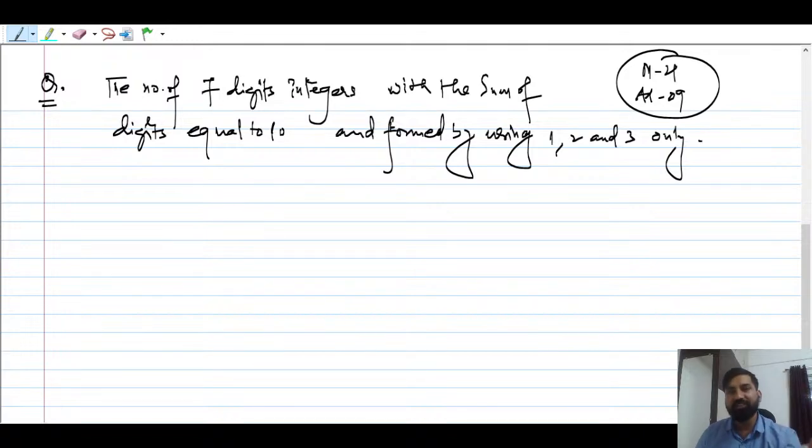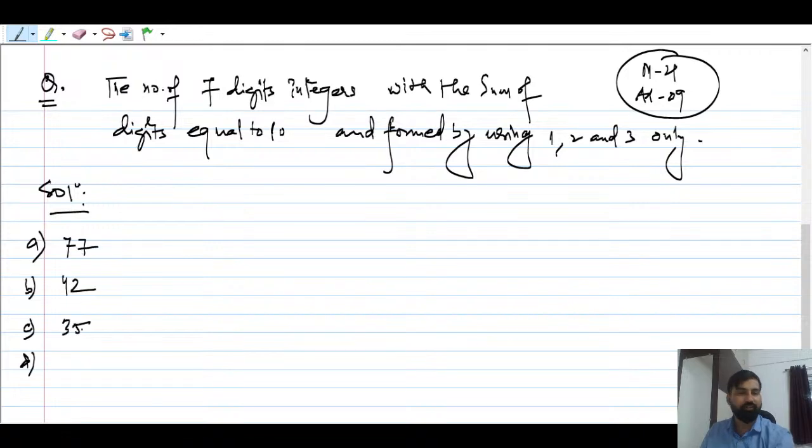Whatever digits you are going to use, if you sum them, the sum should be 10, right? So what is the solution here? You can also note down the options if you want, because many of you might be looking for them. The options are 77, 42, 35 and 82, right?